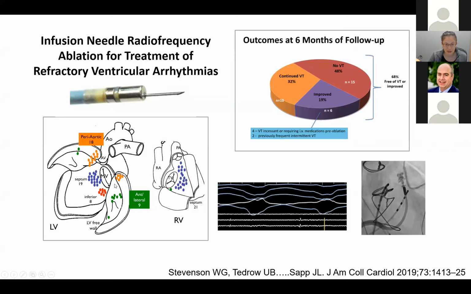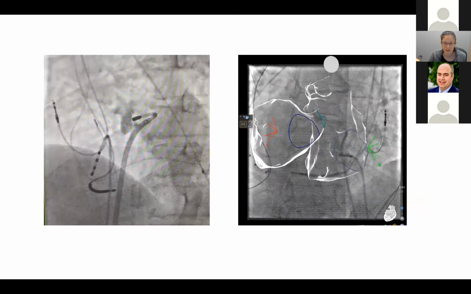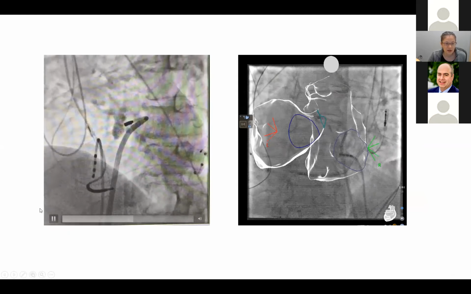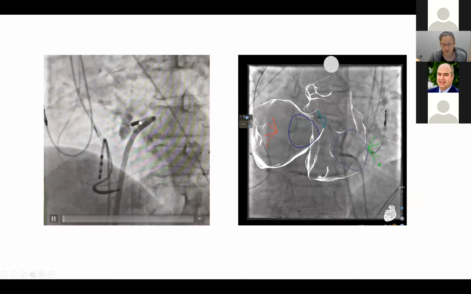These are basically the sites where we ended up doing needle catheter ablation. And you see this really mirrors the area that we're interested in this particular case that I'm showing you. We were able to improve outcomes at 6 months of follow-up with 2/3 of the patients free of VT or improved, and 1/3 of the patients had continued VT. They were mainly a non-ischemic population. There's also another irrigated needle that's going to be presented as part of the late-breaking clinical trials tomorrow for the Heart Rhythm Society meeting.